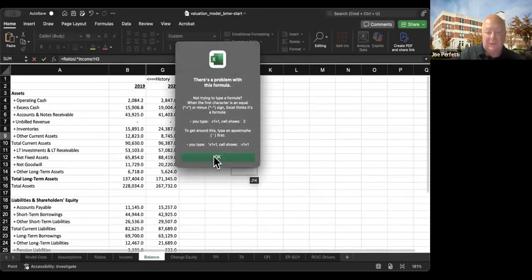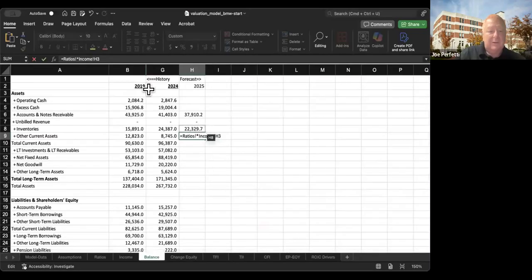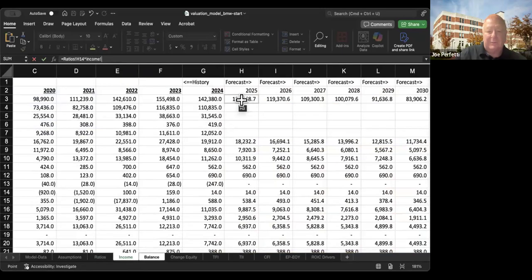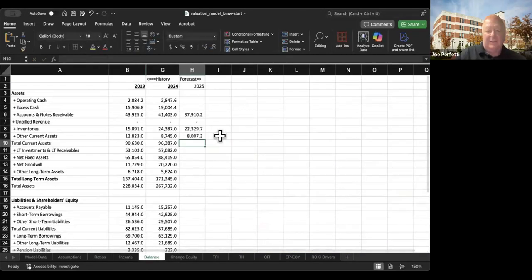Oh, that'd be wrong. Start again. Equals, ratios. There you go. H14 times income, H3. 8,007.3.